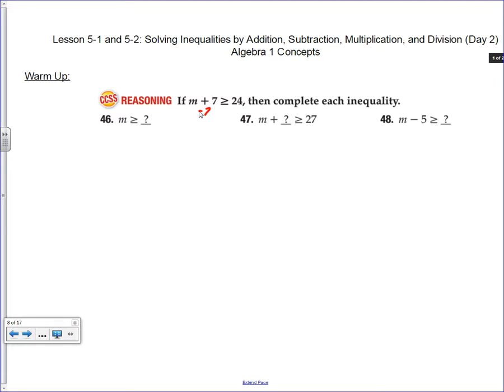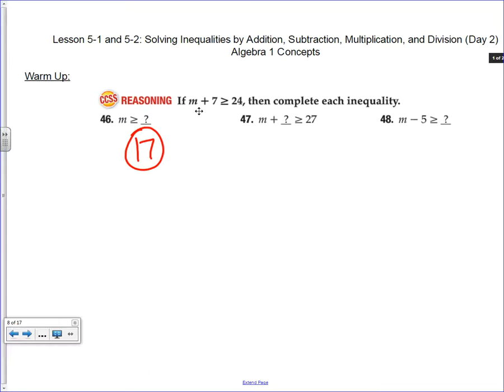Perfect, you all see the plus 7, right? So we'd subtract 7 from both sides. When you do that, the 7's cross out, and you get the m by itself, which is what the first problem says, right? M is all by itself. What do you get when you subtract that? 17. So what do you think the question mark is going to be? 17. Wonderful.